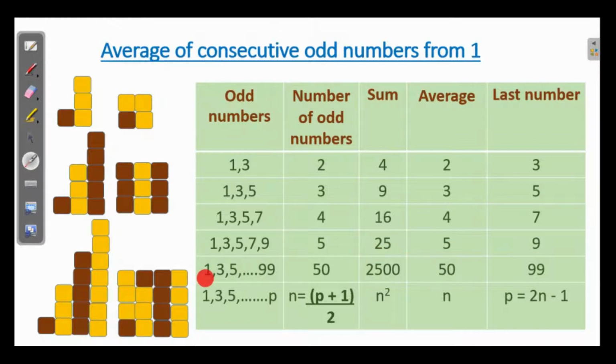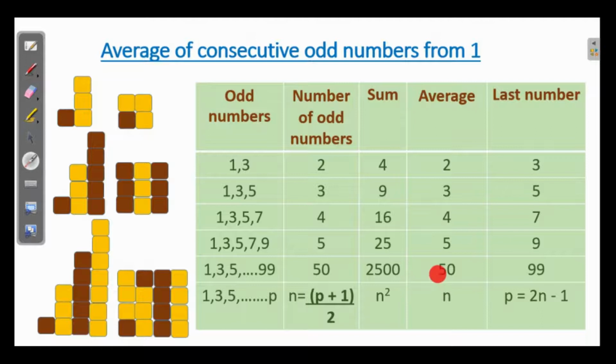Then up to 99. How many numbers are there? How will we calculate that? We know 1, 2, 3, etc. 100. There are 100 numbers. Out of that, 50 are odd numbers and 50 are even numbers. Half is odd and half is even. So, we will get there are 50 odd numbers from 1 to 99. And the average is also 50. And the sum is 50 square.